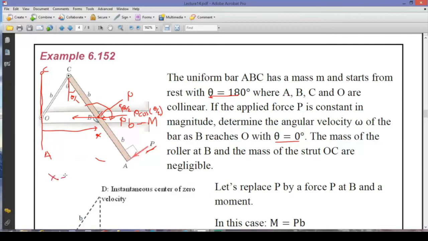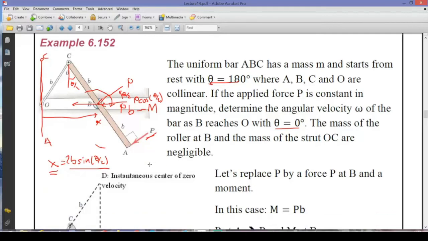Here, x will be calculated by using b times sine theta over 2, which will give me this length, and 2 times of that will be the x distance. So now I have this x times P cosine theta over 2, and x is defined in terms of theta over 2 as well. So now it's time to calculate the total work done by the non-conservative forces.